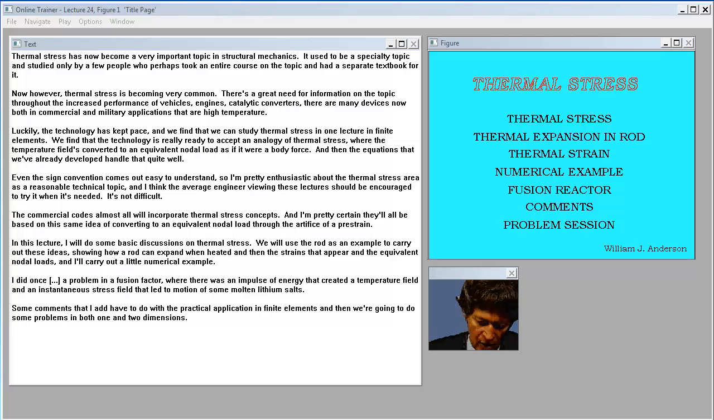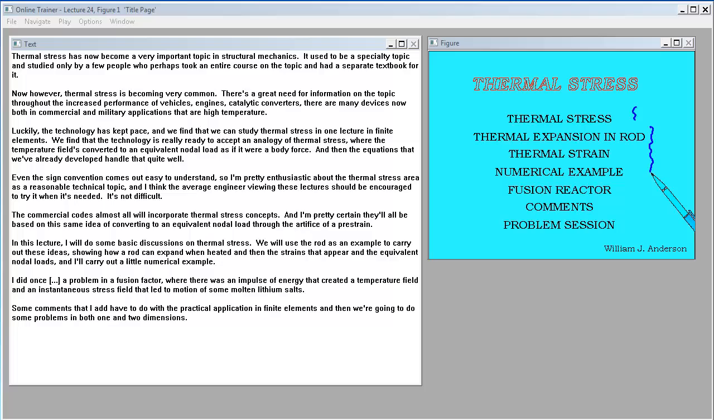In this lecture, I will do some basic discussions on thermal stress. We will use the rod as an example to carry out these ideas, showing how a rod can expand when heated, and then the strains that appear and the equivalent nodal loads, and I'll carry out a little numerical example.